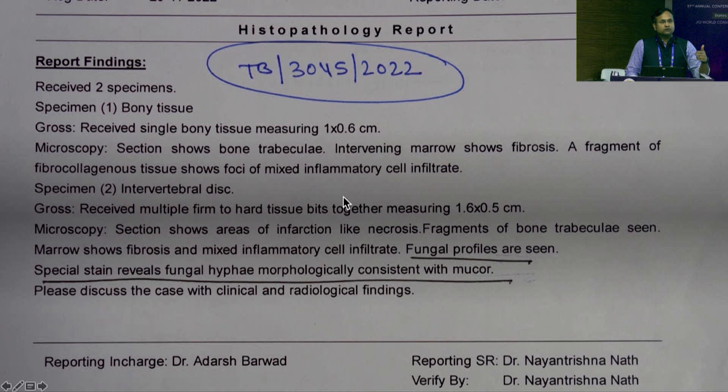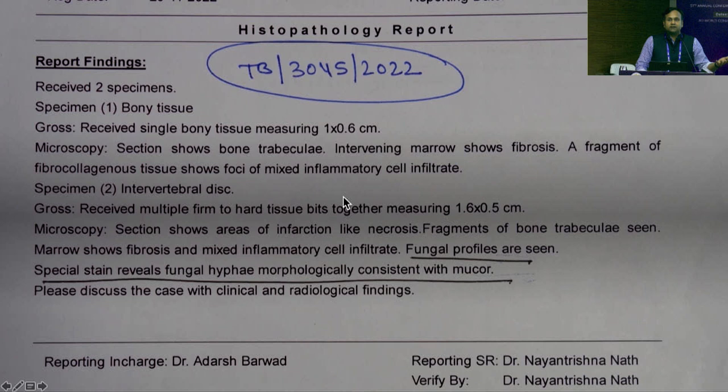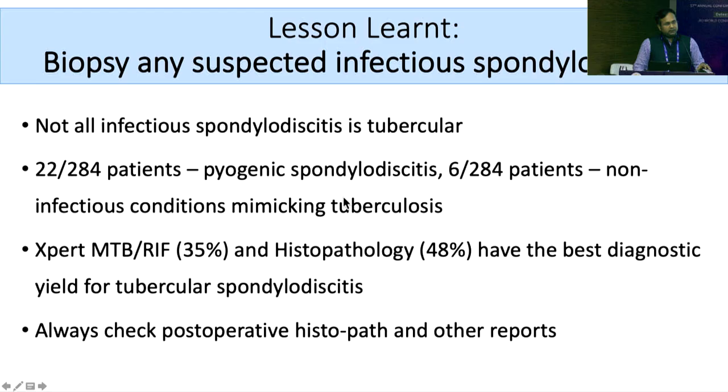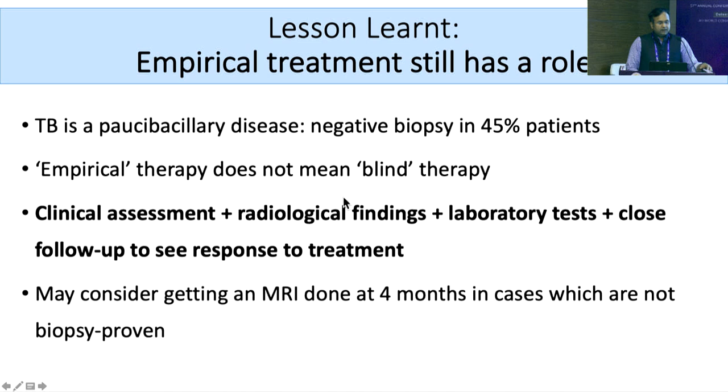So this is a very common thing, that we don't look at the histopathology reports once we have operated on the patient. The patient has improved, paraplegia has improved because you have decompressed it, but you haven't looked at the diagnosis. So you have to keep on looking at the reports even after you have done the surgery. Not all infectious discitis is tubercular. This is our series in which we got many tuberculosis mimickers also. So always check the post-operative reports. TB is a possibility disease.